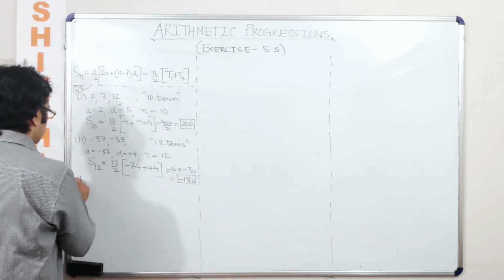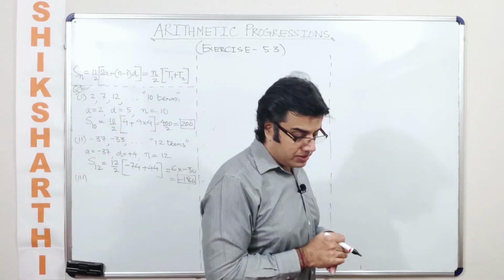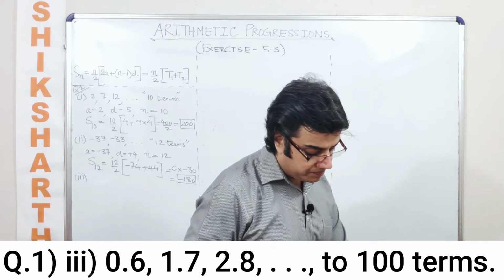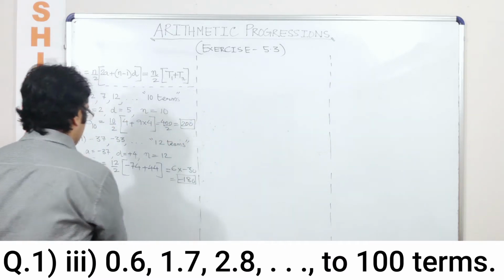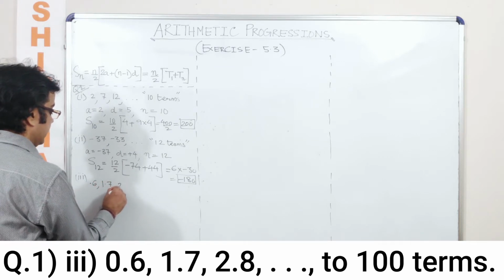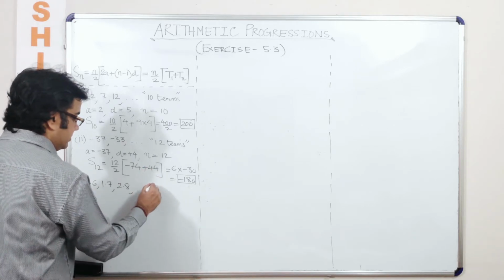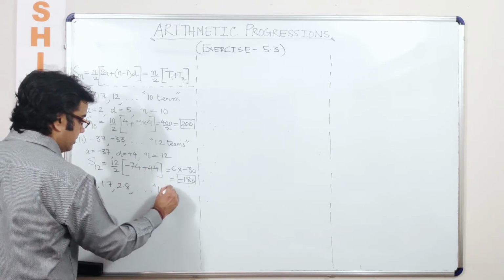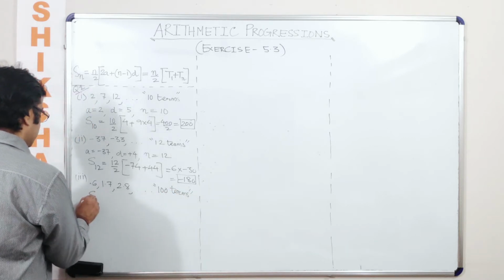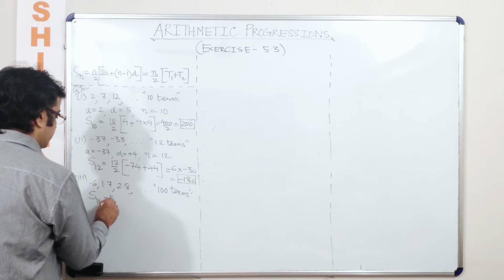Talking about the third subpart here of question number 1. So the third subpart says the series here is 0.6, 1.7, 2.8, and they are asking you to calculate the sum of this given series for the first 100 terms. So can I put it as S of 100? Yes. Which is equal to n by 2, which is 100 by 2.